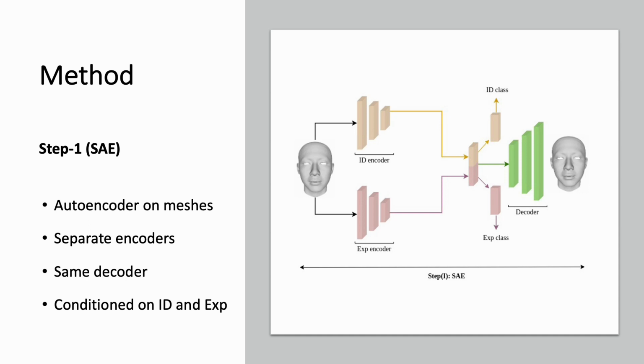However, it uses the same decoder to preserve the correlation between the identity and expression factors while reconstructing the mesh. The SAE uses the classification loss on identity and expression classes as a supervision signal. This supervision separates classes of expression and identity and brings similar expression and identity factors together in the embedding spaces.